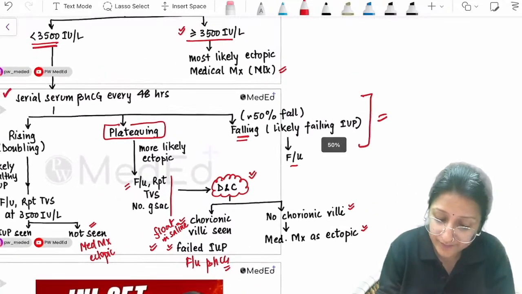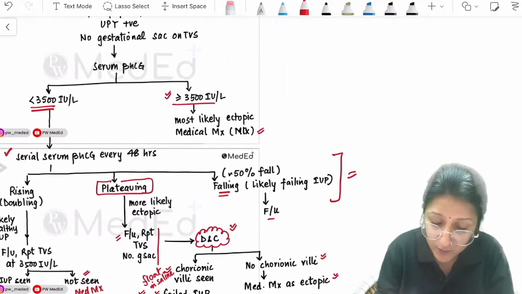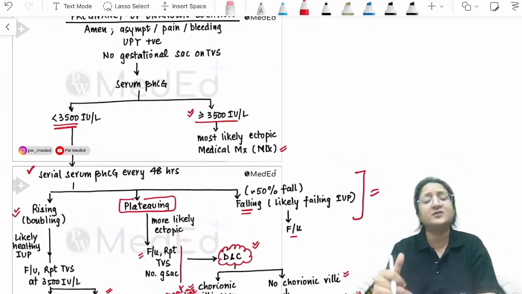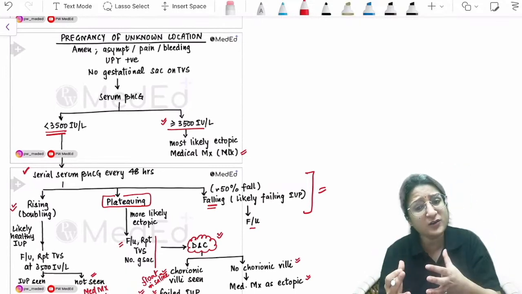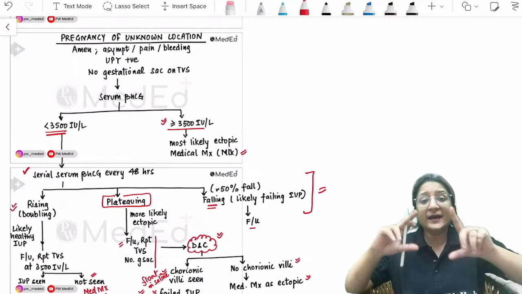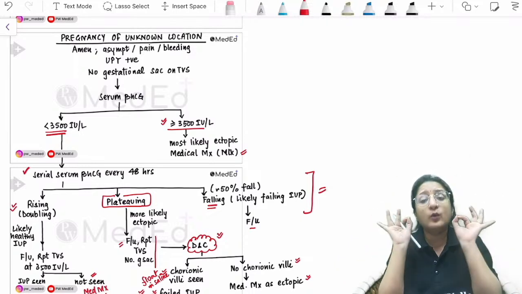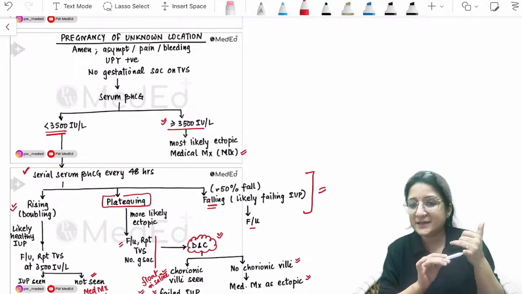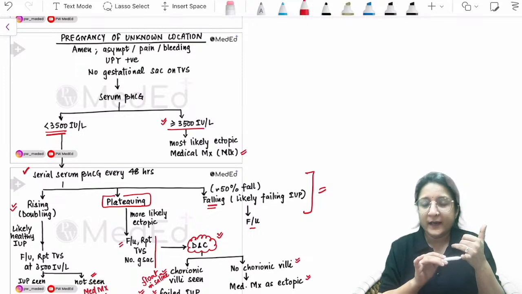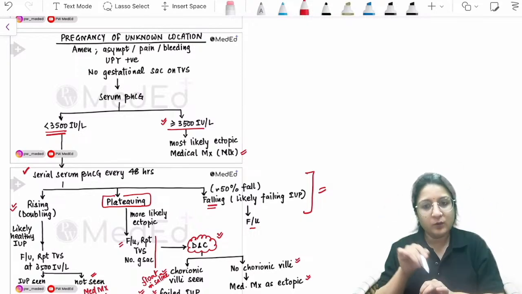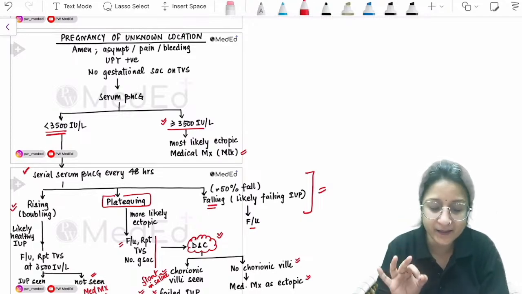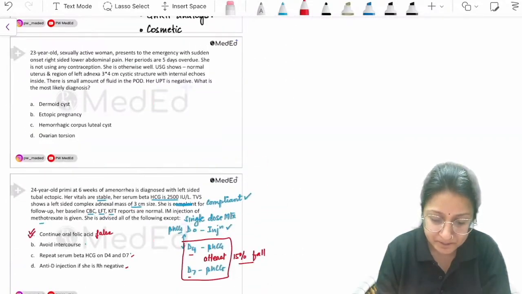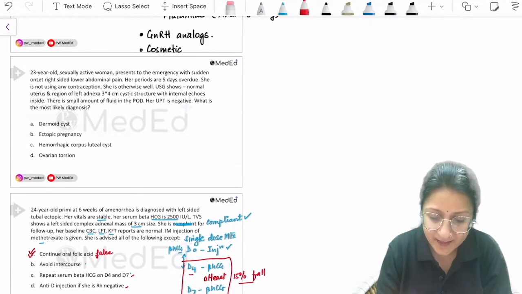Okay, so with this we complete the chart. So I've guided you, I'm going to send you this PDF also. So the chart is there to guide you, but please understand that the clinical profile, you don't analyze the beta HCG results in isolation. Okay, you analyze the patient as a whole, the patient's profile as a whole. Keep that in mind.